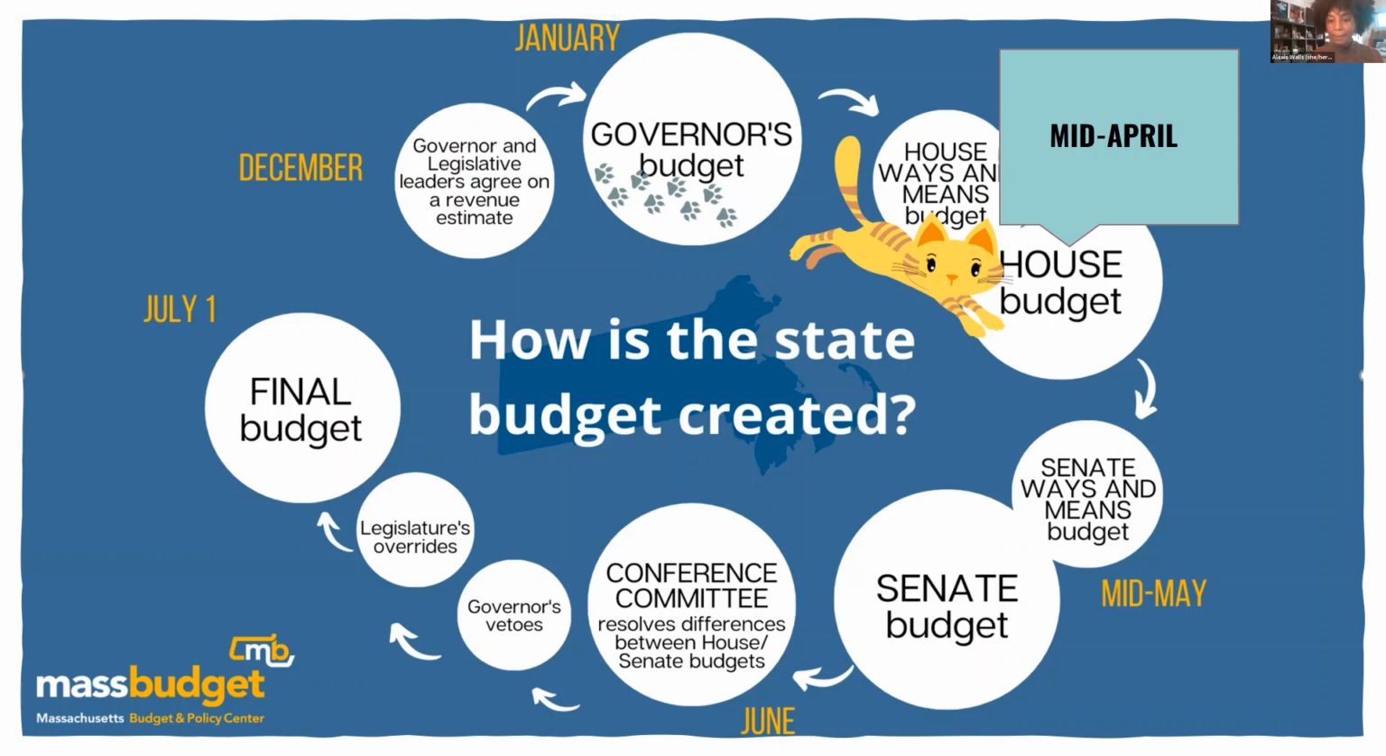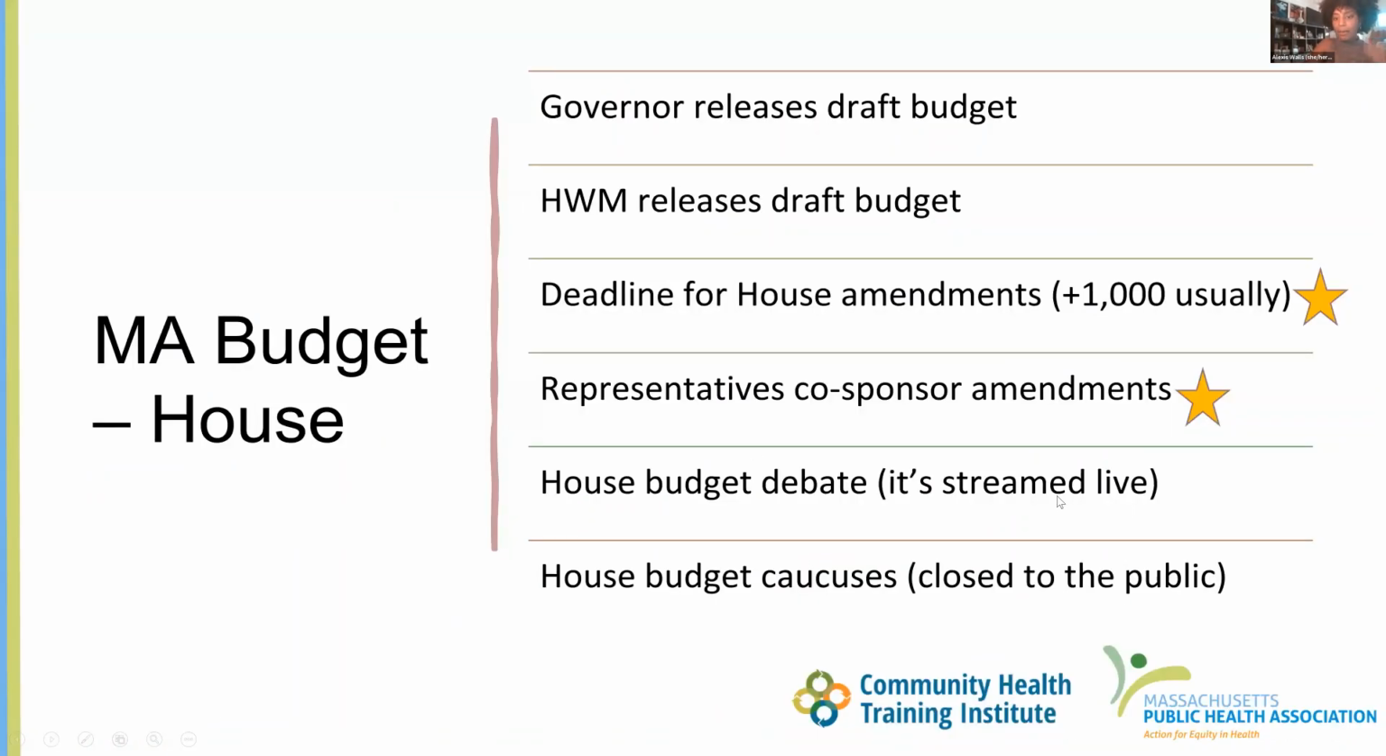Conference committee happens in June, and that's when the House and Senate are resolving their differences in their budget. Then it goes to the governor's desk, who has an opportunity to veto. And then the legislature can, and often does, override the governor's veto with a 2/3 vote. By July 1, which is the start of the fiscal year, is typically when we have our final budget. So let's go through these different steps, and let's talk about where advocates really have a chance to make an impact.